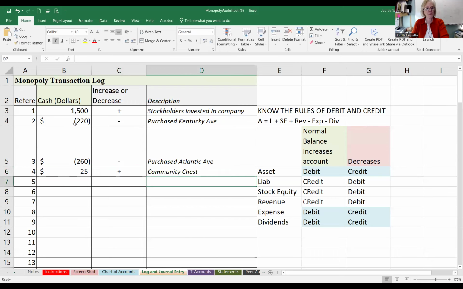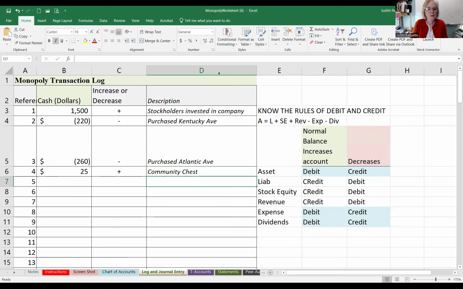Okay. So I've recorded my initial 1,500 and debit cash. I increased cash. I spent cash. That's going to be a credit to cash. I spent cash again. That's going to be a credit to cash. And I got free money from community chest. That's a debit to cash. All right.